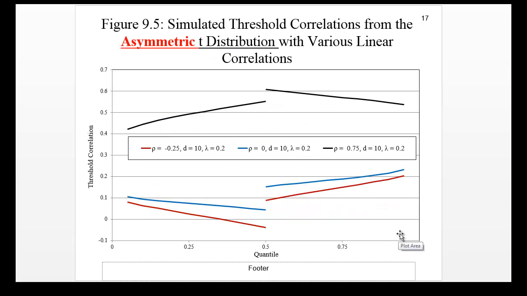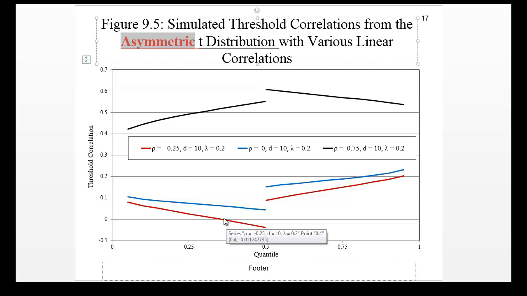This would be the threshold correlation for an asymmetric t multivariate distribution. So here you have again multivariate. Now you have two parameters, d and lambda, and lambda is the one that is going to give you the asymmetry in your distribution. So you see here that there is a difference between the left tail and the right tail of your distribution.